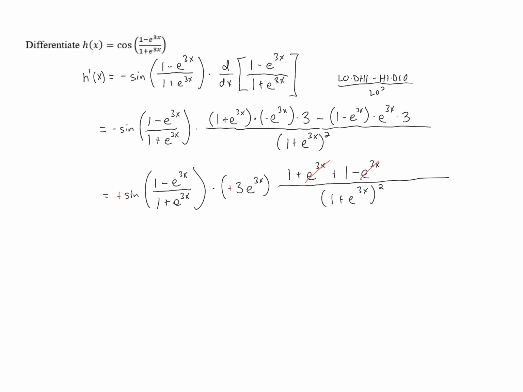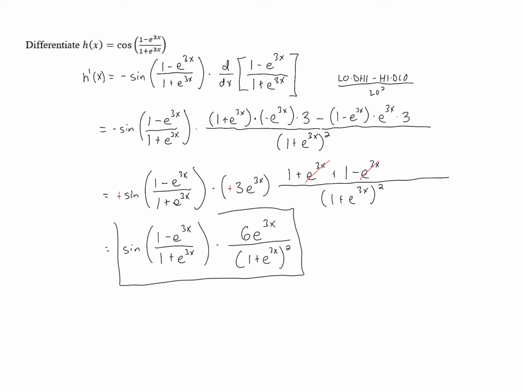So many things going on at once. So we end up with this sine of 1 minus e to the 3x over 1 plus e to the 3x. And then times, we're going to have 6e to the 3x, because remember we had the 1 plus 1 is 2, and 2 times 3 gives us that 6. And that's all going to be over 1 plus e to the 3x quantity squared.